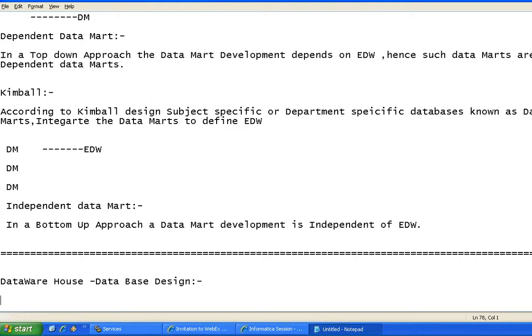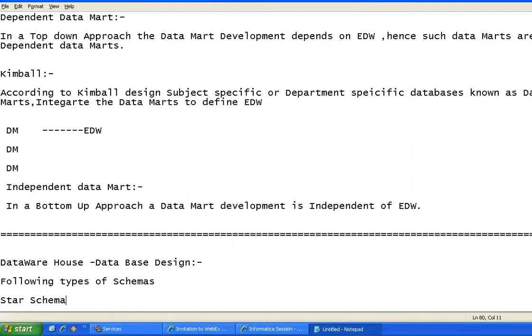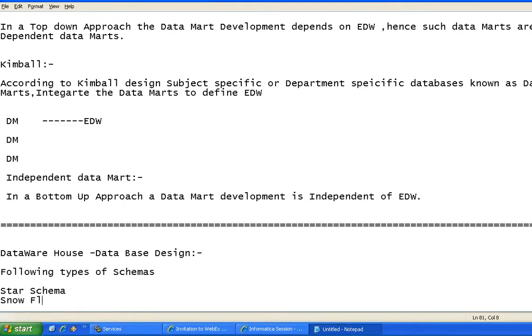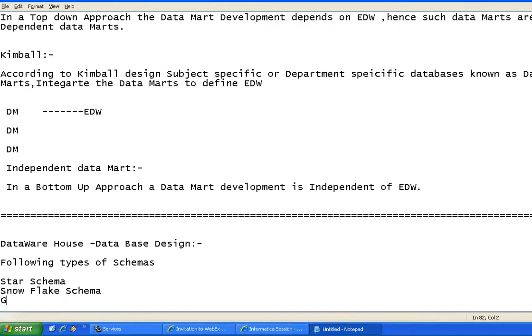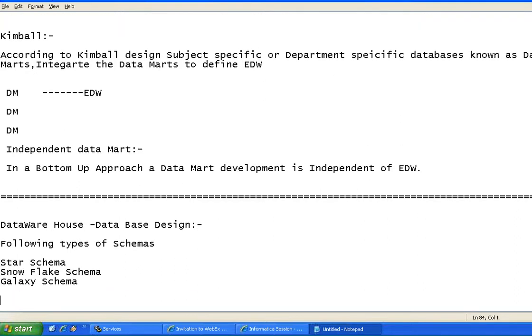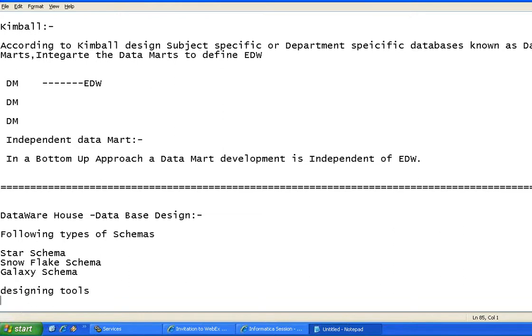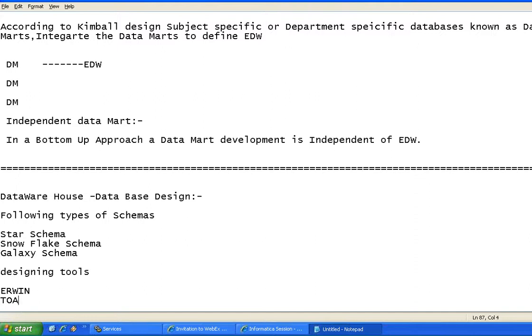So here we are going to discuss how the design is going to be. A data warehouse is designed with the following types of schemas: Star schema, Snowflake schema, and Galaxy schema. These are the types of schemas the data warehouse is built with. For designing these schemas, we have some designing tools, like Erwin and Toad. Using these tools, they design this warehouse.